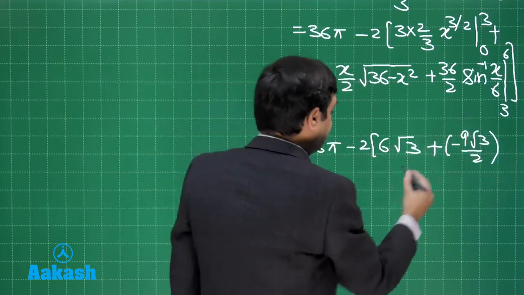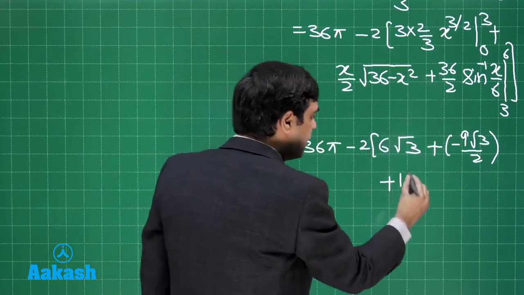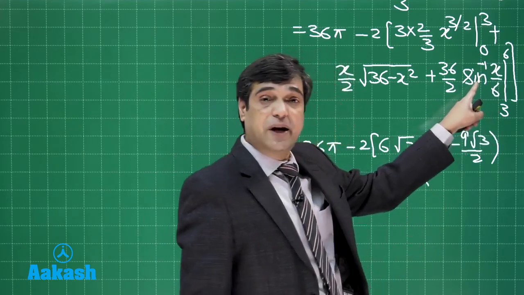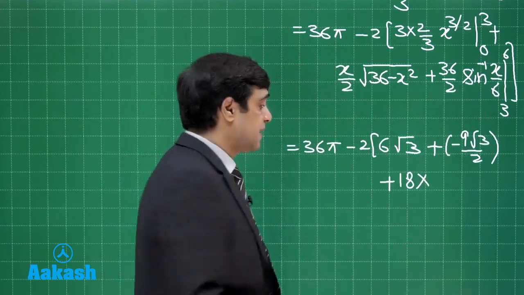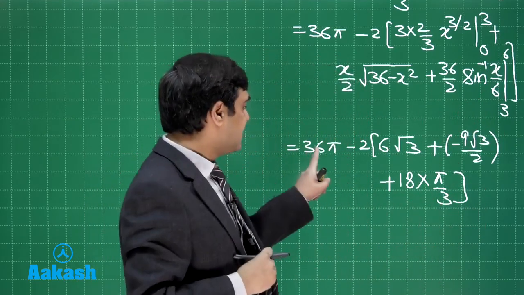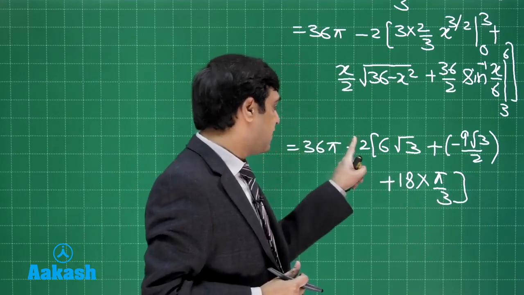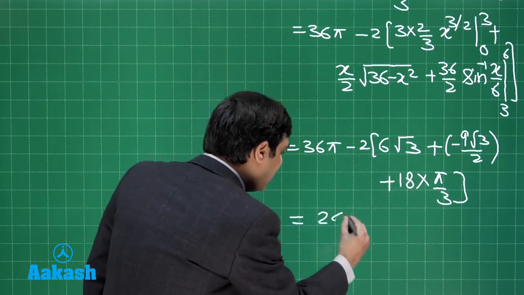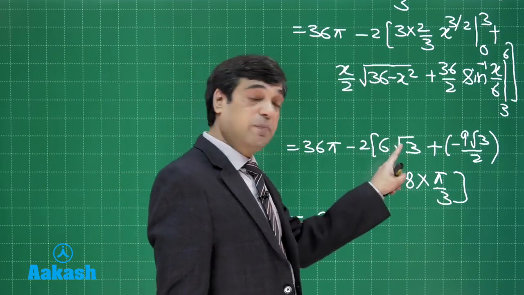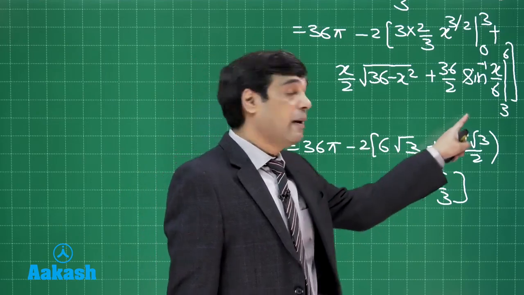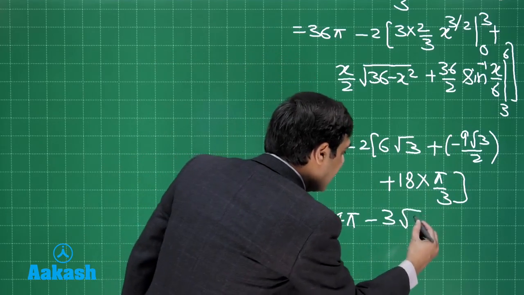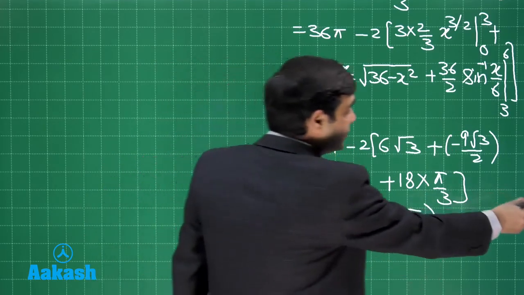All right. Next, plus this is 18 multiplied with, when you apply upper limit, this is pi by 2, lower limit, this is pi by 6. Pi by 2 minus pi by 6 giving you simply pi by 3. So this is equal to 36 pi, and this one you can see 6 into 2, 12 pi, giving you 24 pi. Next, this is 6 root 3 multiplied with 2, that means simply 12 root 3 minus 9 root 3 giving you 3 root 3. Minus sign is already outside, so this is the result in square units.